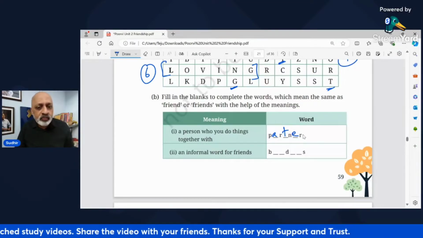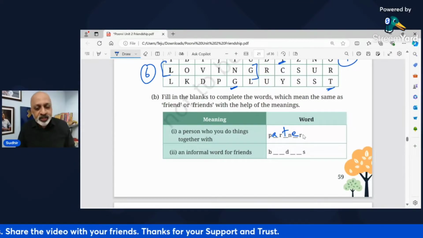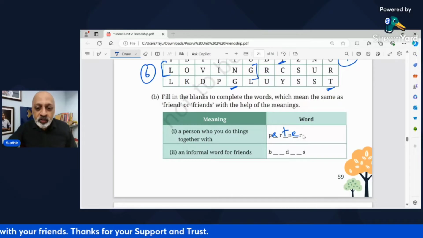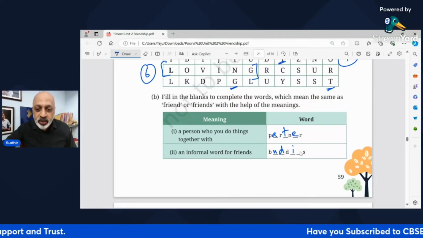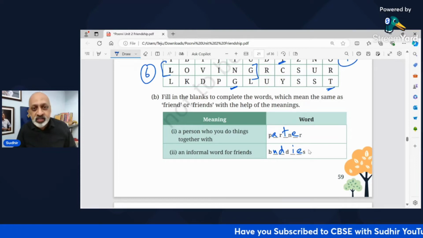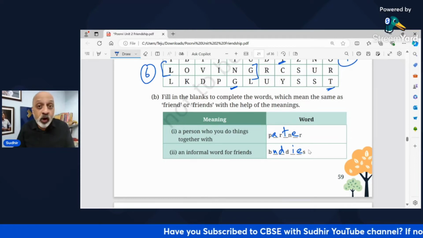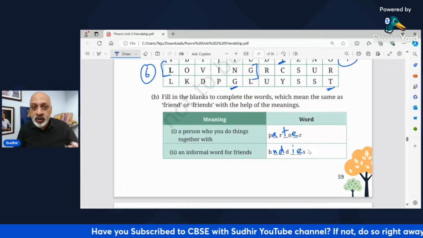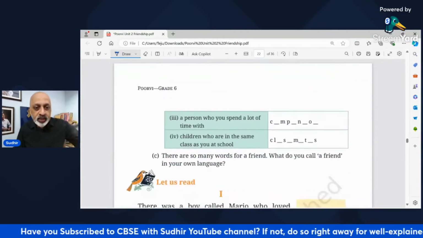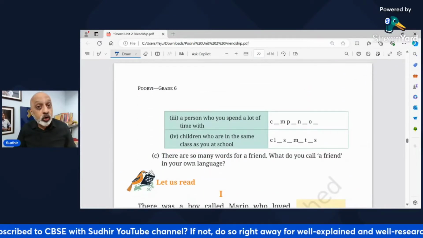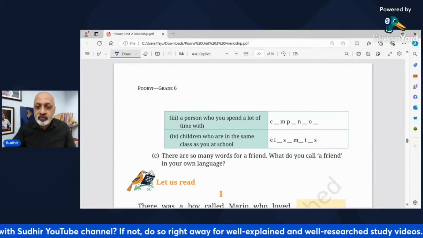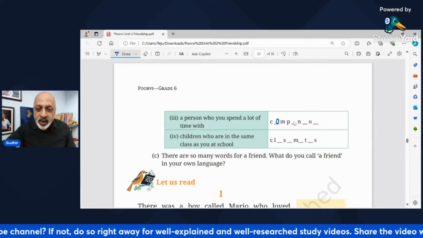An informal word for friends. ये बताएंगे. An informal word for friends क्या होगा? Buddies. B-U-D-D-I-E-S. Buddies. We are buddies. It's an informal word. It's not a formal word in English. A person who you spend a lot of time with. He's called a companion.